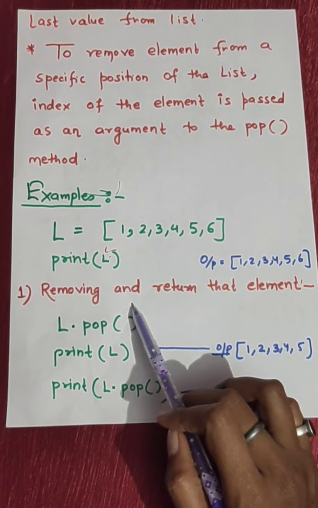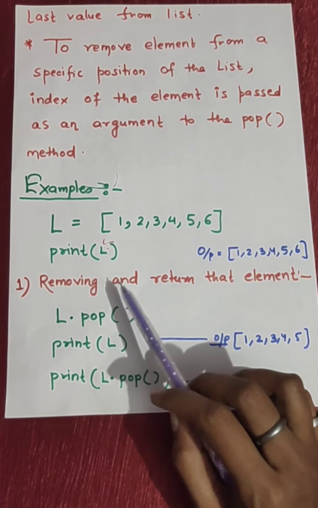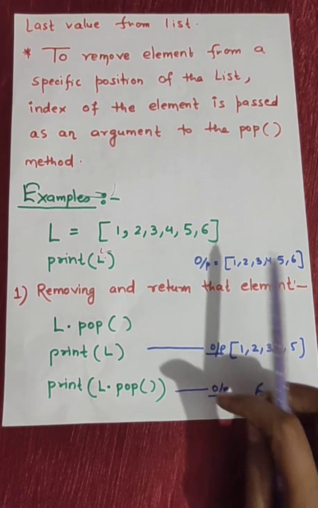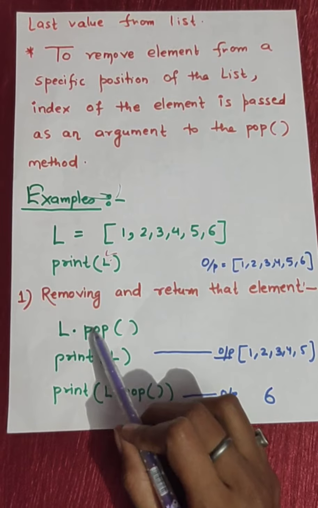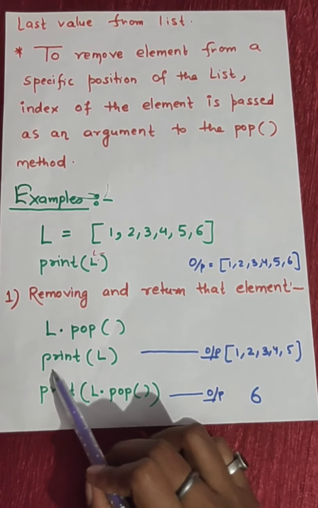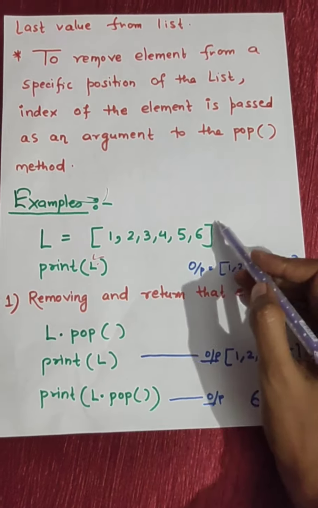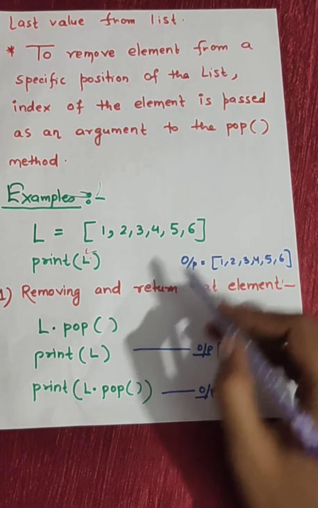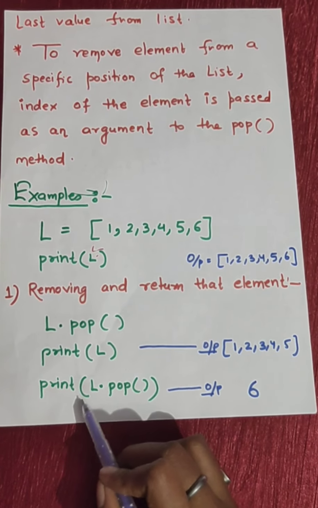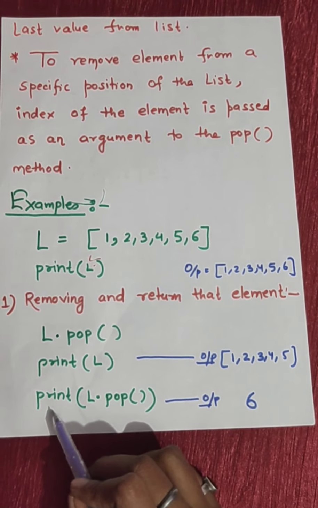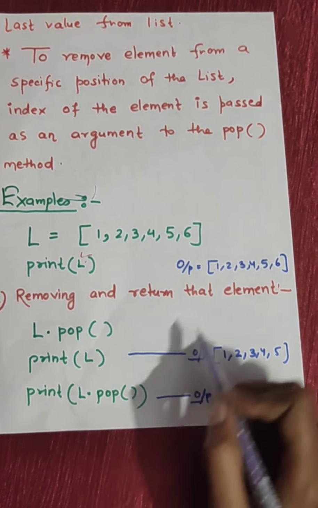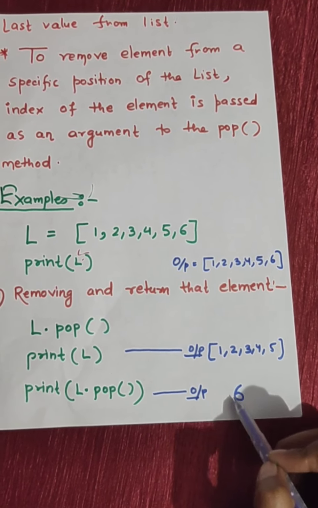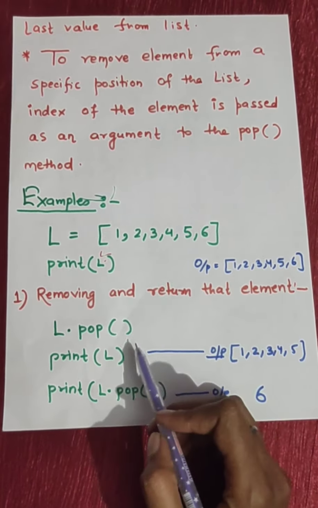By using the pop function, I am going to show you how it removes the element and what type of element it returns. If you use L dot pop and print L, what will happen? It will delete this last element. And if you want to print the element it removed, you can print L dot pop. It will also return that deleted or removed element. This is the property of pop.